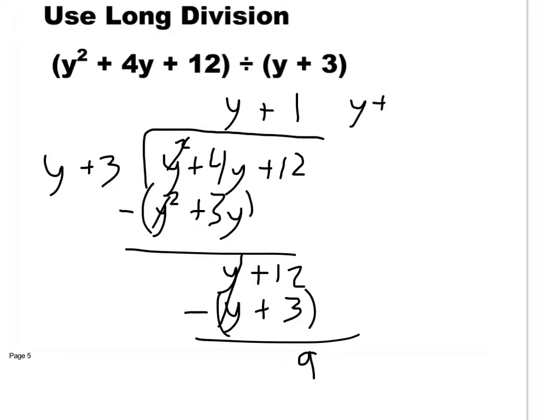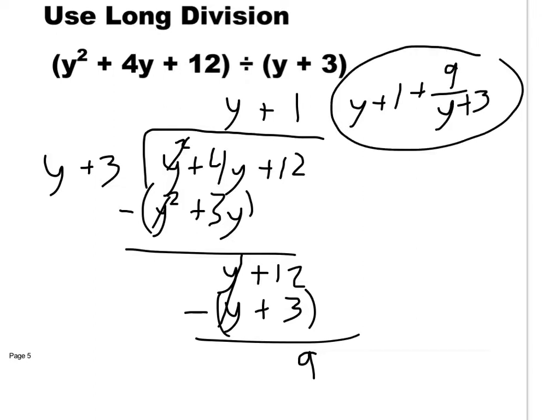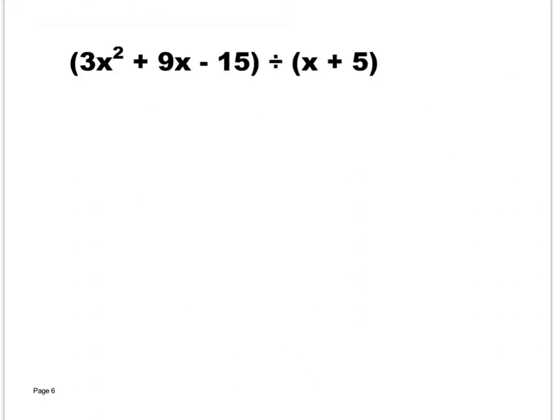So here's the answer that we give: y plus 1 plus 9 over y plus 3. Because that's exactly what you would do in long division. Remember, if something doesn't work out, before you learned about decimals, you had the remainder over the one that was dividing. You end up having the fraction. So this is the same thing. So we have y plus 1 plus 9 over y plus 3. And that's my answer. Any questions?